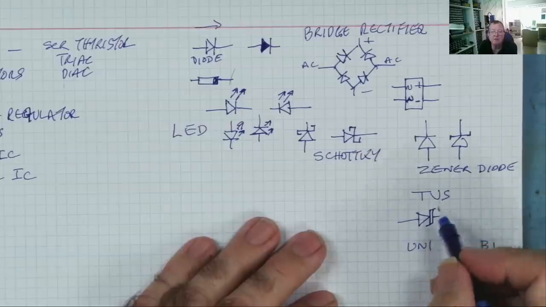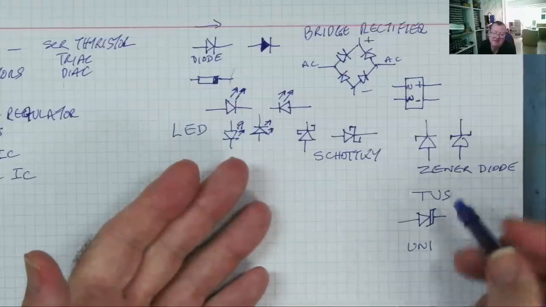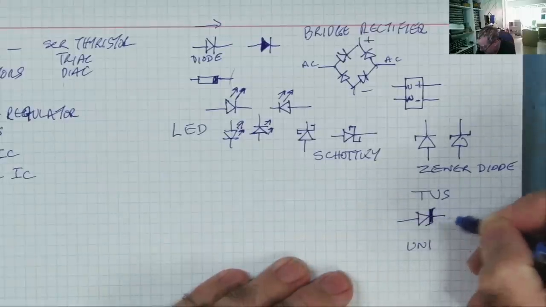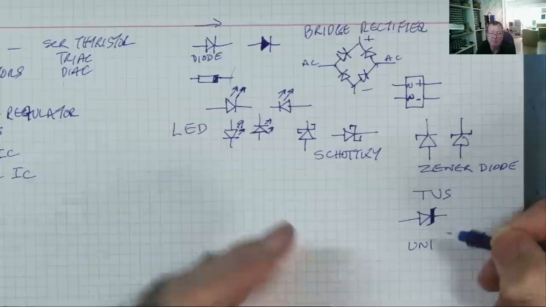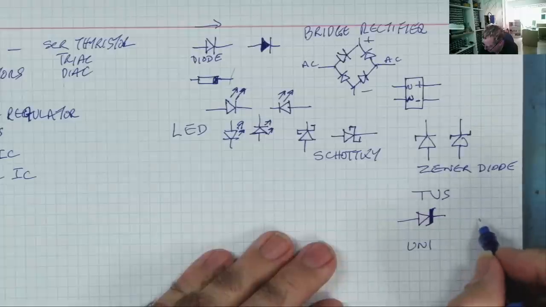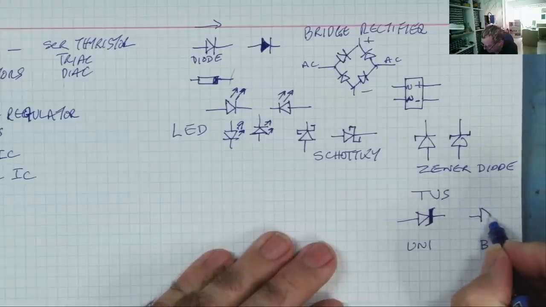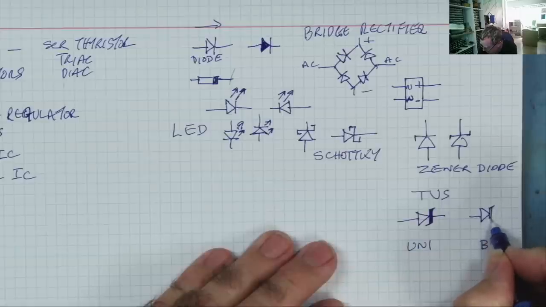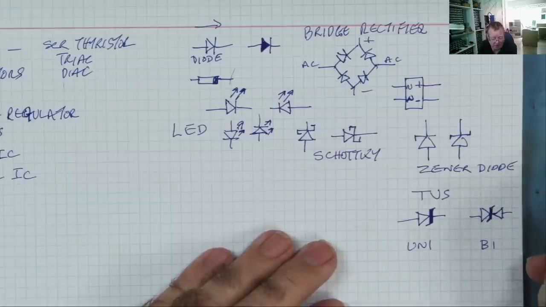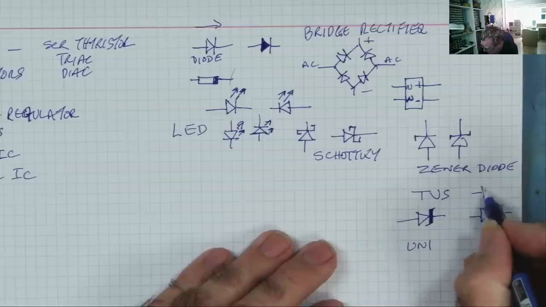But to be quite honest, sometimes the symbol looks just like a Zener diode symbol, okay? This can also be filled in black as well. So this is a unidirectional, and a bidirectional is just two of these effectively back to back. So with a bidirectional TVS diode, you will have the same sort of symbol, but with two diodes on it like so. And to be quite honest, you will see it's drawn like so.